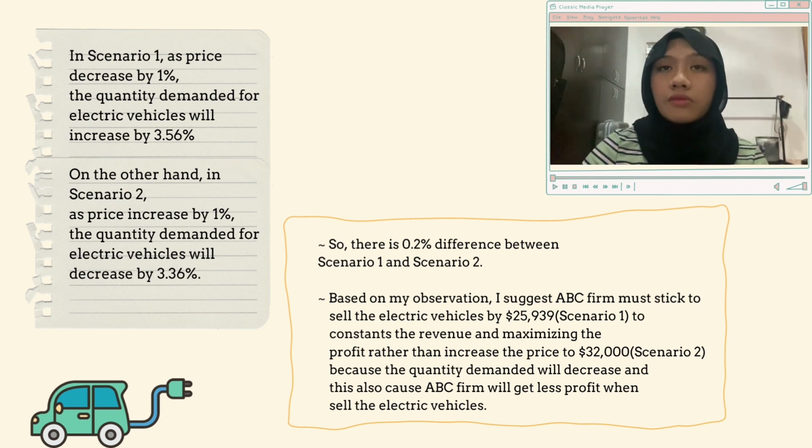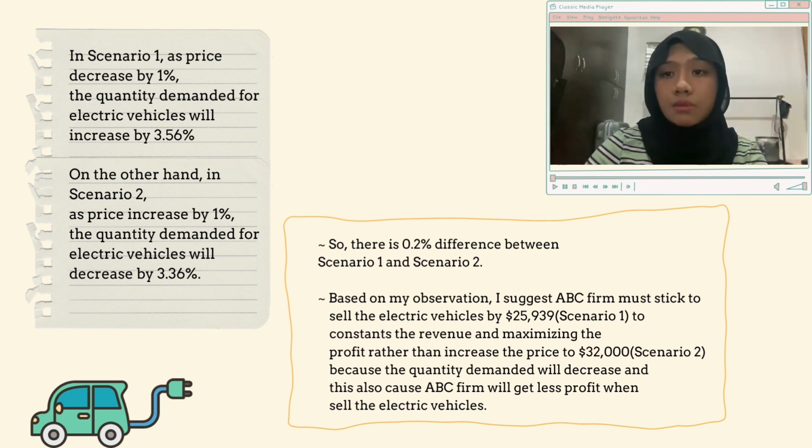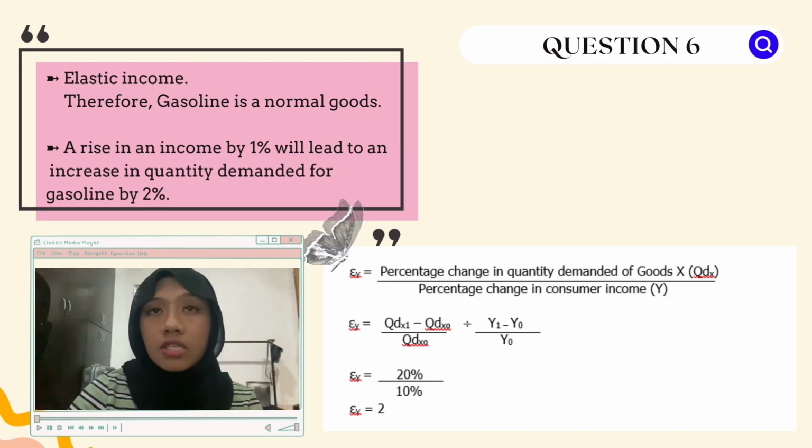Based on our observation, we suggest ABC firm must stick to selling the electric vehicles at $25,939 to increase the revenue and maximize the profit, rather than increase the price to $32,000, because the quantity demanded will decrease, and this also causes ABC firm to get less profit when selling the electric vehicles. Okay, let's move on to the last question.